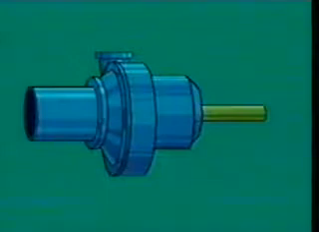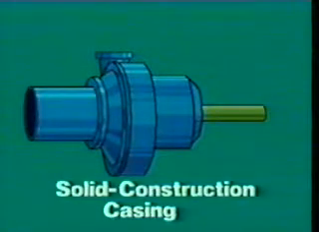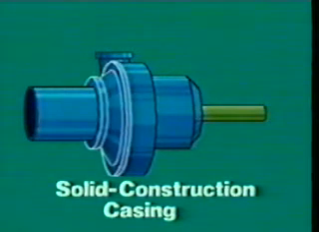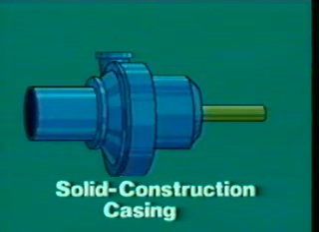Pump casings have 2 designs, solid or split. Solid construction casings have a removable cover or faceplate that gives you easy access to the impeller. They're called solid because the discharge casing is one piece.